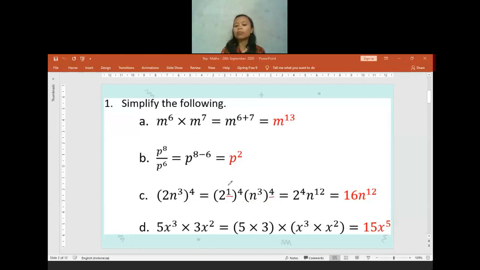And then when power meets power, we multiply. 1 times 4, it will be 4. 3 times 4, it will be 12. So the final answer will be 16m to the power of 12.